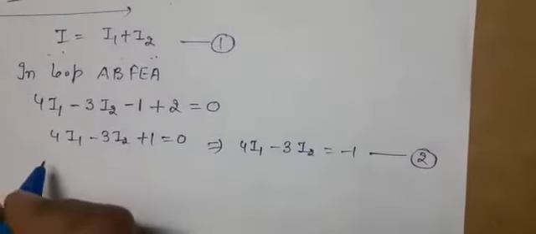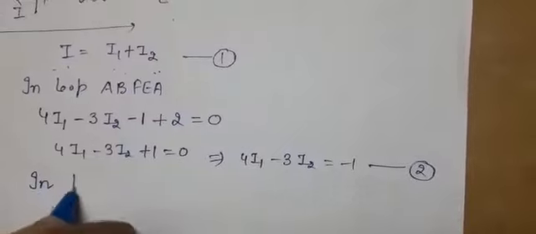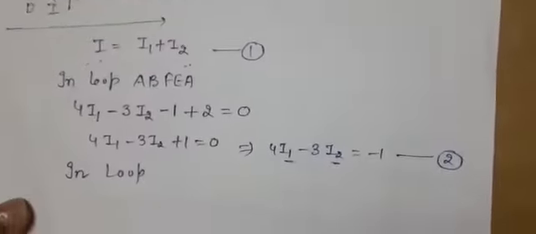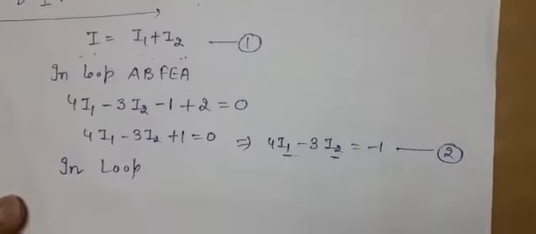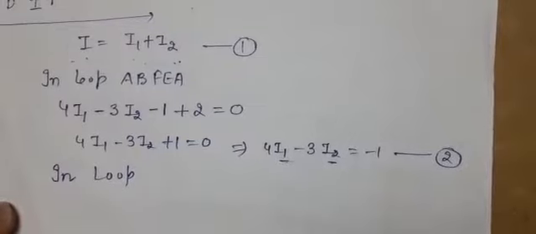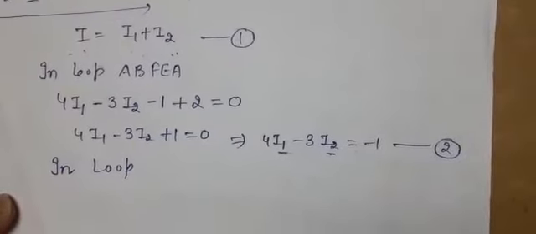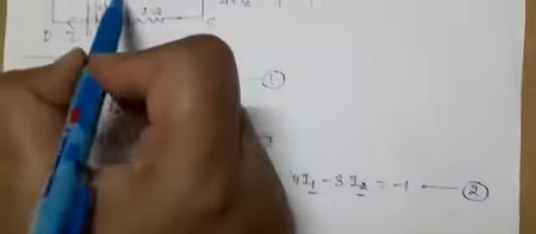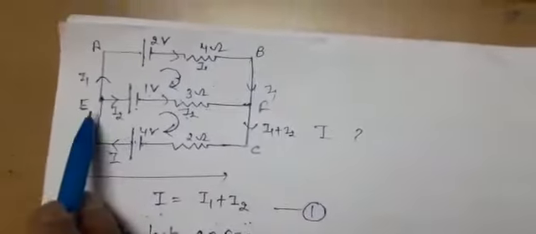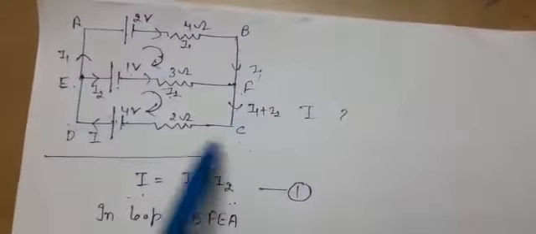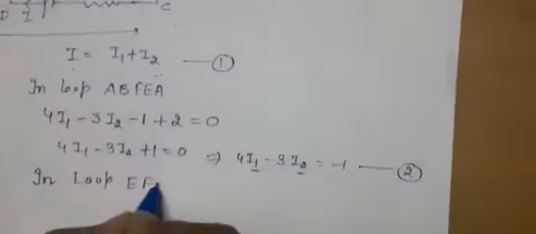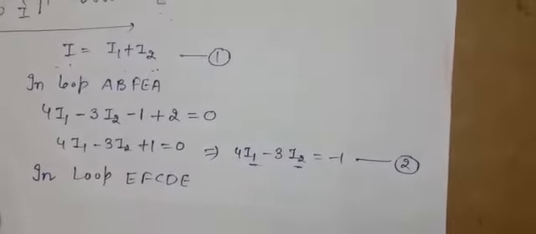Now, similarly, we will consider the second loop. Basically, the unknowns are two, I1 and I2. To get the values of I1 and I2, we require a minimum of two equations. So you have to apply the loop rule for the second loop also. As per this figure, we again consider the clockwise direction. The loop will be E, F, C, D, E.